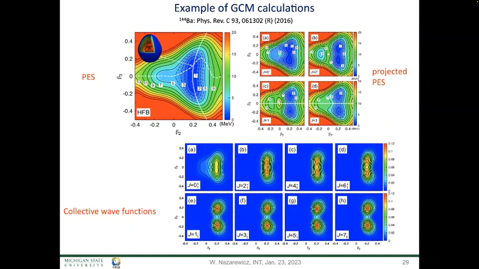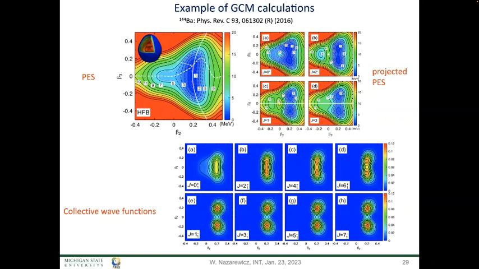Carlos, you want to say something? Wojtek, during your talk, you mentioned that GCM calculations were not really fully justified in the case of nuclei, because they assume slow motion. Is this quantified in a reasonable way?